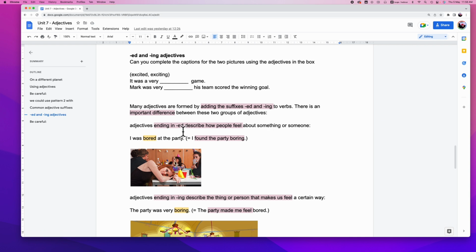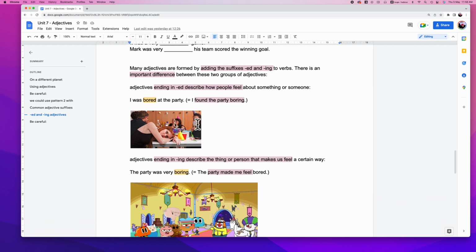Okay, the first one: adjectives ending in -ed describe how people feel about something or someone. For example, I was bored at the party. I find myself feeling bored, and the party is boring. So you can tell, I was bored means I feel bored.